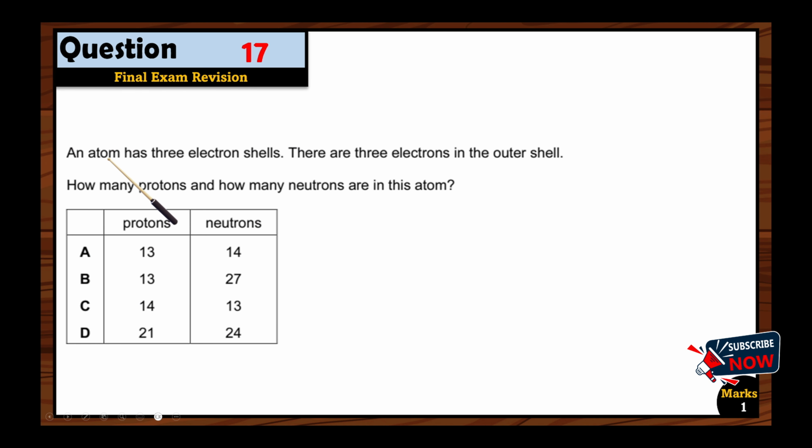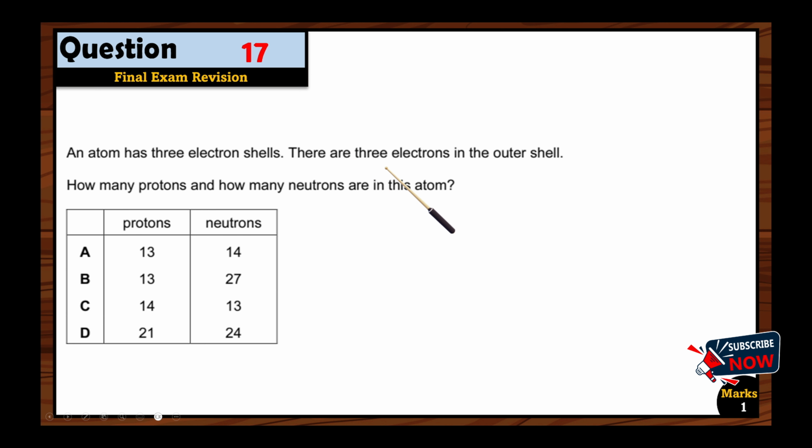Question number 17. An atom has 3 electron shells. There are 3 electrons in the outer shell. So they are already telling you that we have 3 electron shells, okay? And there are 3 electrons in the outer shell. In the first shell, we always have 2 electrons, right? In the second shell, the maximum number of electrons can be 8. So how many electrons do we have now? Total 10. And in the third shell, they have told you that we have 3 electrons.